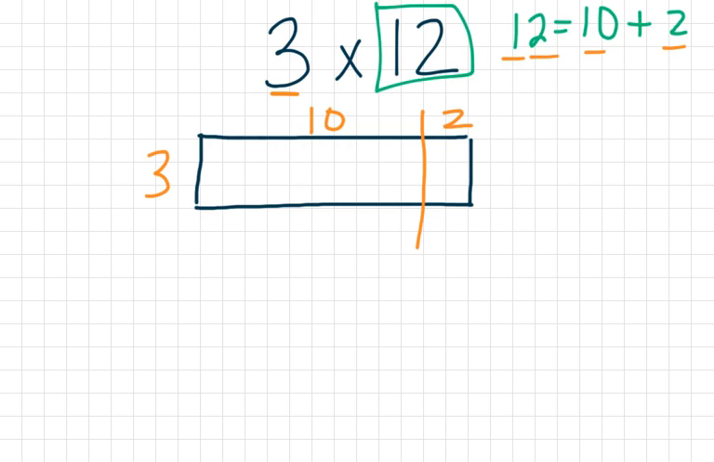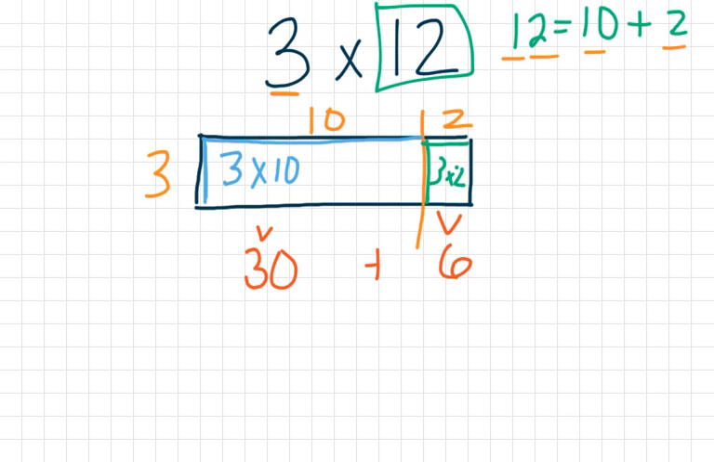Now, our next step is to write the multiplication problems that we have for each of those pieces of our rectangle. When we're doing this, we're multiplying our length times our width of each separate piece of our rectangle. So, for this side, we're going to be multiplying 3 times 10. And we're going to do the same thing here. We're going to multiply our length times our width, 3 times 2. Now when we multiply 3 times 10, that gives us a product of 30. And 3 times 2 gives us a product of 6.